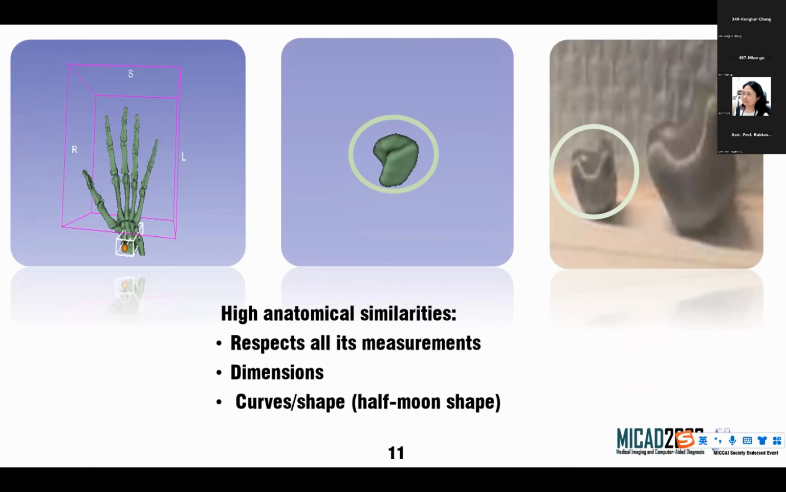As you can see from the images, these techniques allow a high anatomical similarity in terms of shape, dimension, curves, facets, and even the half moon shape, which is very particular to the anatomic bone, was preserved.